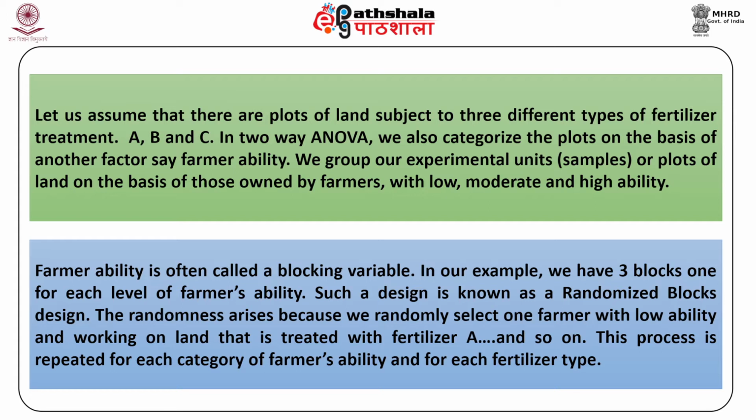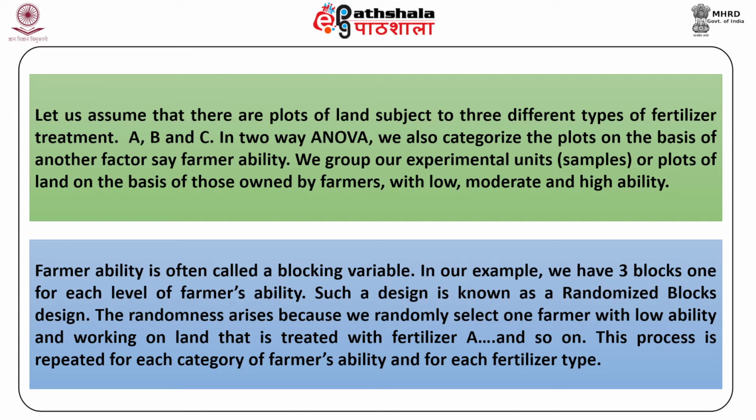In other words, we are not just grouping our samples column wise, which means on the basis of treatments or group wise, but also row wise, which has levels of farmers' ability. Such a classification will not only help us study whether application of different types of fertilizers has any impact on average crop yield, like in our previous one-way ANOVA, but also whether farmers' ability influences crop productivity or not.